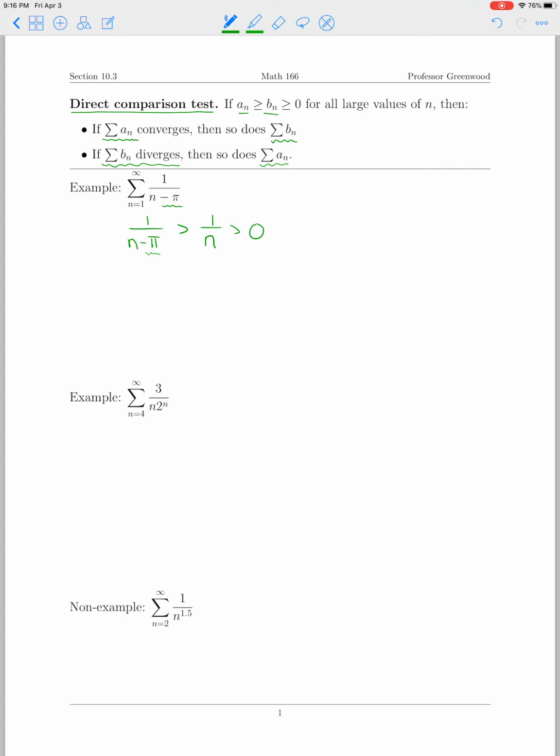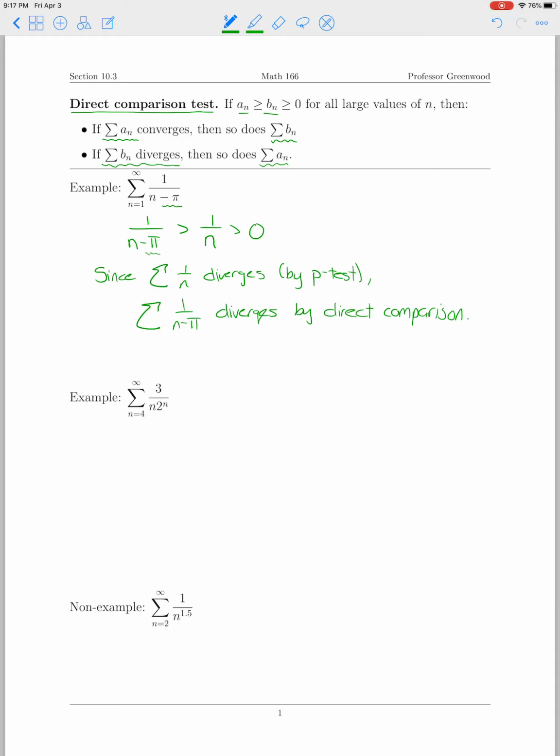And so now, by the direct comparison, since 1 over n diverges, and at this point we can say that this is true by the p-test, then we also know that 1 over n minus pi diverges by direct comparison. And so I really do want to get in the habit of writing down all of the tests that I'm using in these rational breakdowns of why a series converges or not.